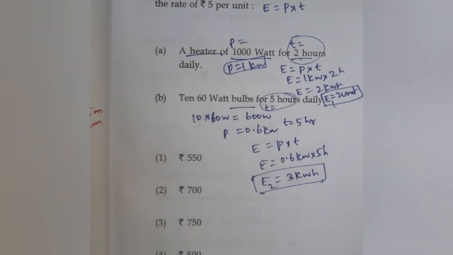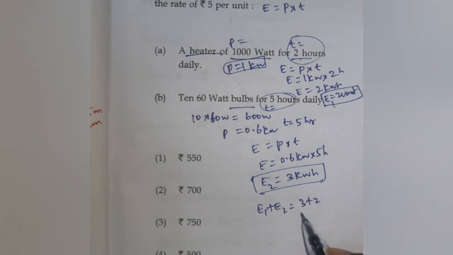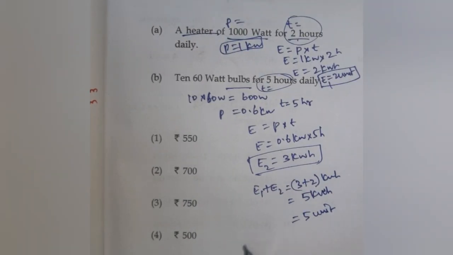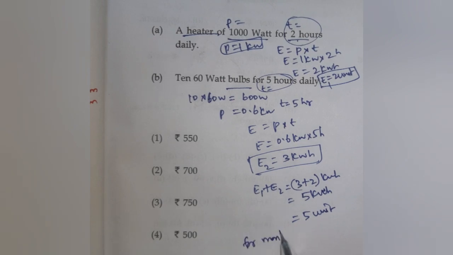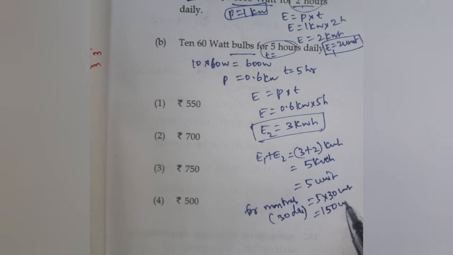So total power consumed by these appliances, E1 plus E2, is equal to 3 plus 2, means 5 kilowatt hour. 5 kilowatt hour is nothing but 5 unit. This is the daily unit. But for monthly, that means 30 days, so we have to multiply with 30: 5 into 30 unit. So 5 30s are 150 unit.